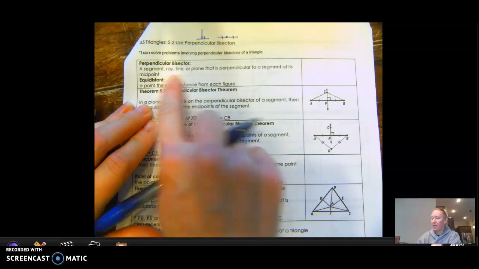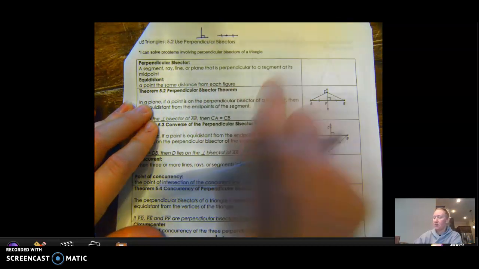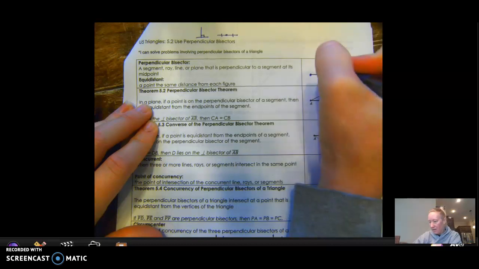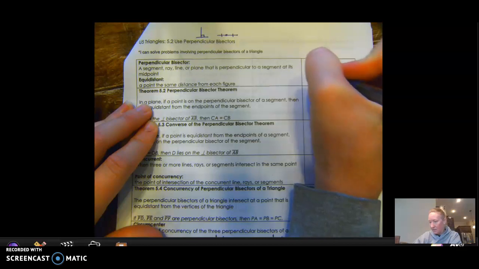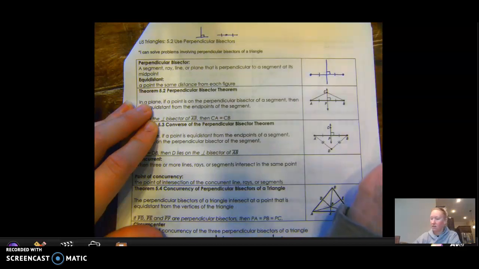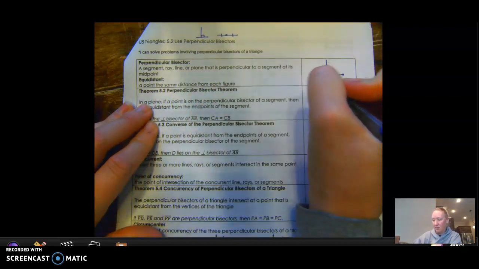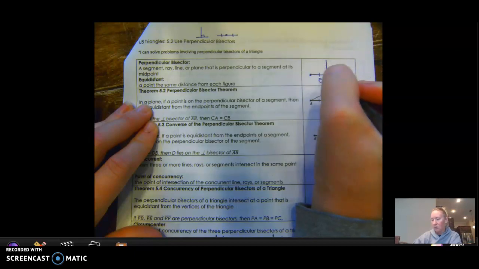So a segment, ray, line, or plane that is perpendicular to a segment at its midpoint. So if I have a segment, and if I have a segment that hits it at a 90-degree angle, this piece equals this piece. That's a perpendicular bisector. Equidistant means a point that's the same distance. So like this point is equidistant to here and here because maybe they're both 5.